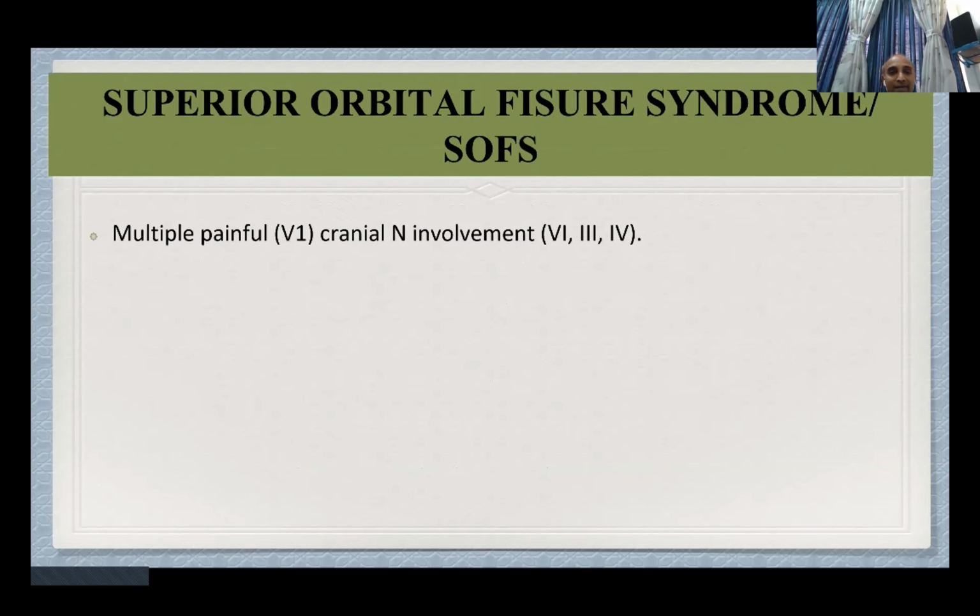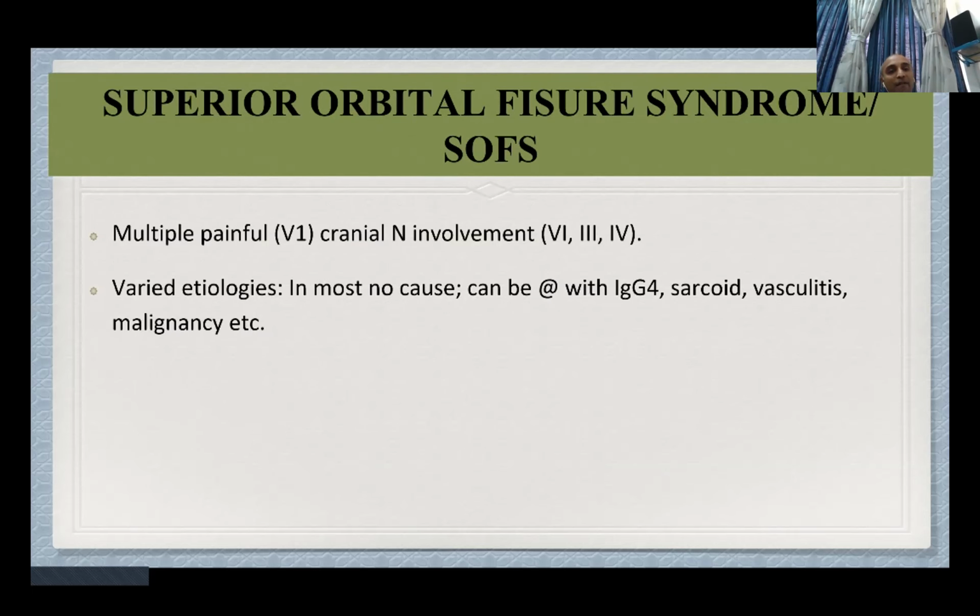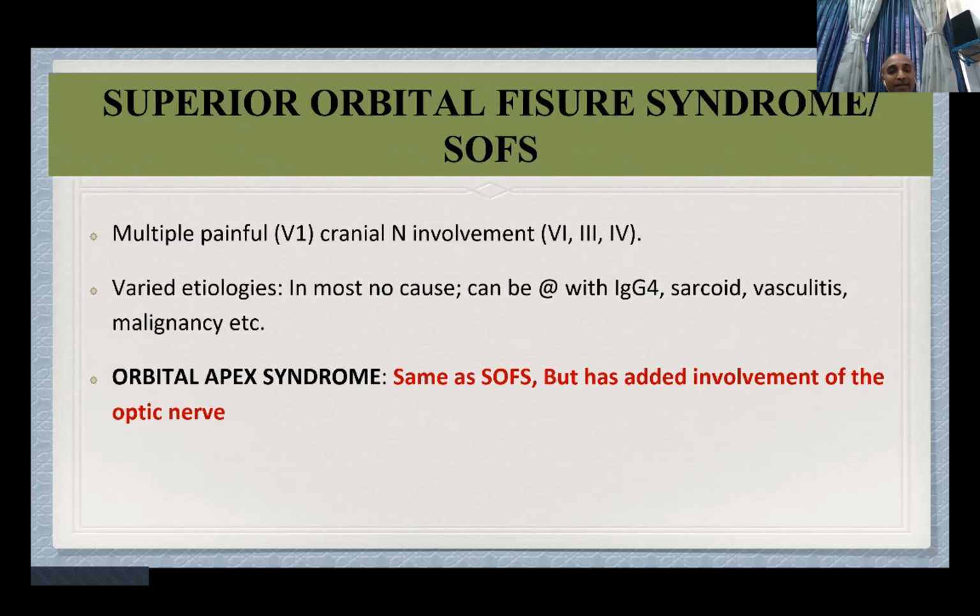The last slide is on superior orbital fissure syndrome, where you see patients who come with pain around the eye, usually around the V1 territory, around the forehead, and there may be multiple cranial nerve palsies. Usually it's a 6th cranial nerve palsy. So this is a painful cranial mononeuropathy. And these patients may have varied etiologies. In most, you usually don't find a cause. However, in some patients, it may be associated with IgG4 syndrome, sarcoidosis, vasculitis, or malignancy.